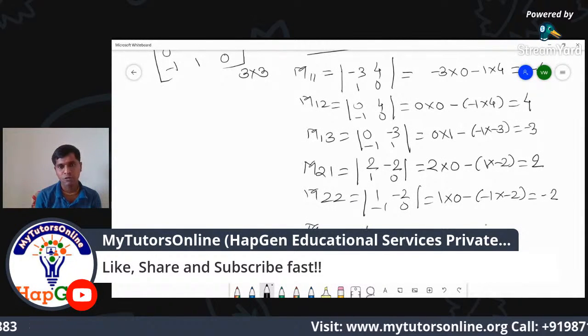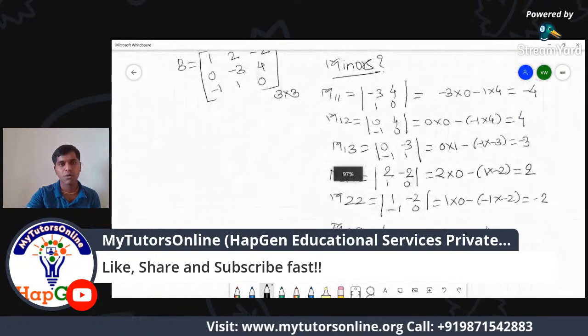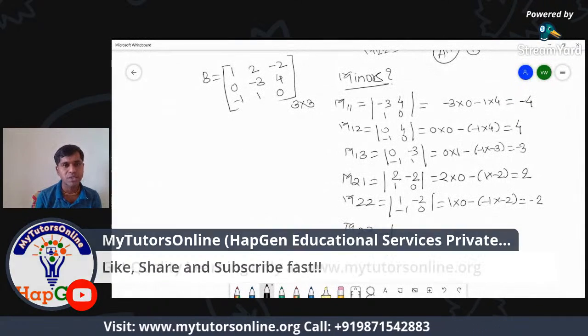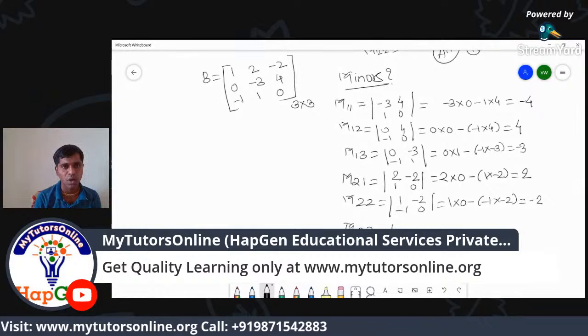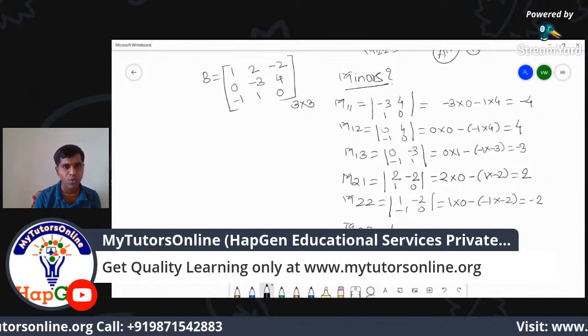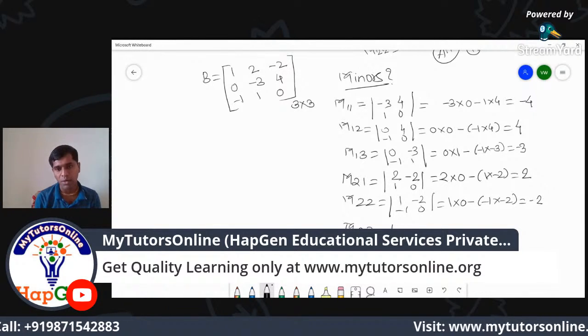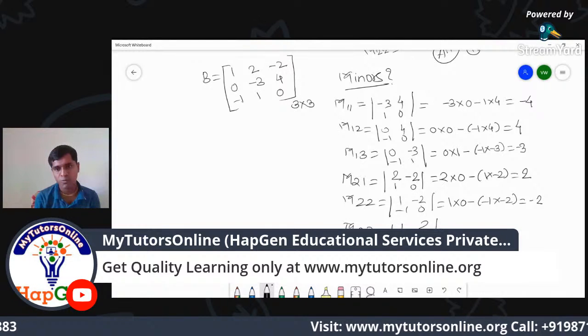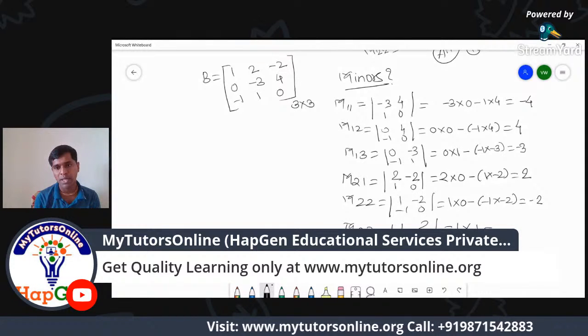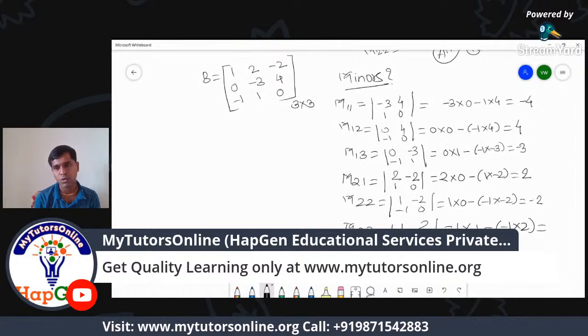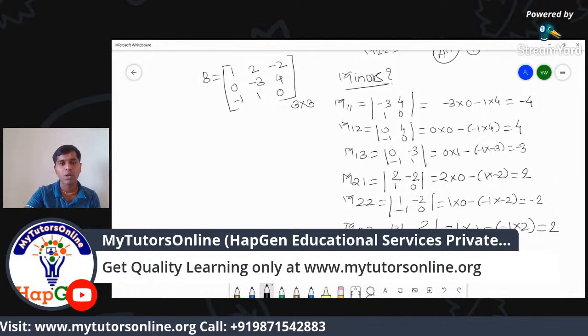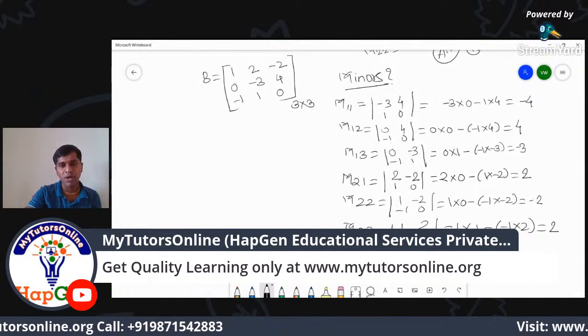M23. What is going to be second row, third column? So we are calculating basically for 4. 1 minus 1, 2, 1. 1 into 1 minus 1 into 2. So 2.